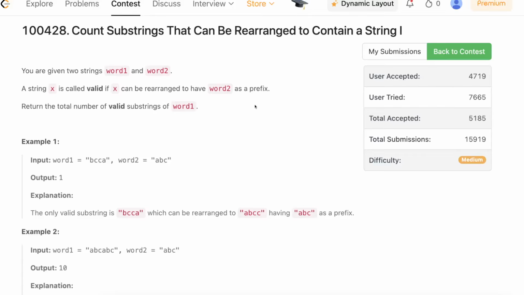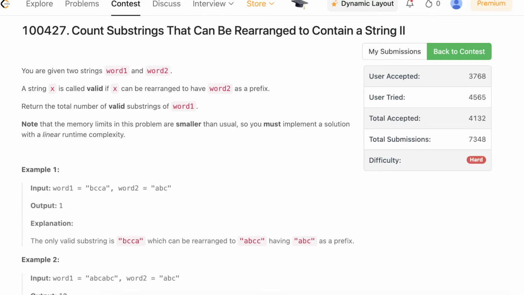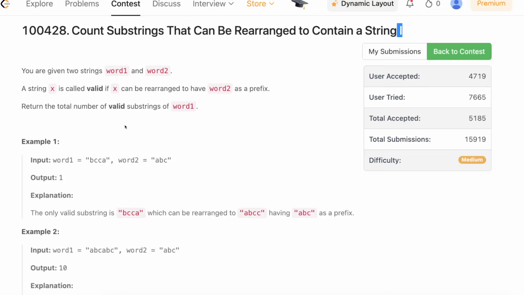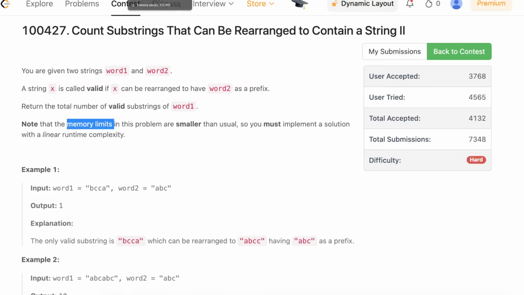Hey everyone, welcome back. In this video, we'll be discussing the third and the fourth problem of today's weekly contest: Count Substrings That Can Be Rearranged to Contain a String, part 1, and part 2. Both the problems are exactly similar, the only difference lies in the constraints and the memory limits. So we'll start from the very brute force way and try to optimize this step by step to fit in the time and memory limits of the last problem.